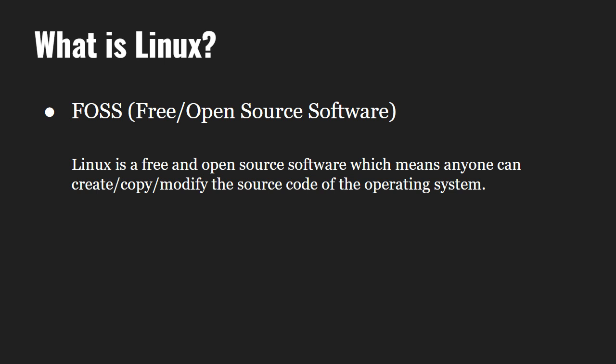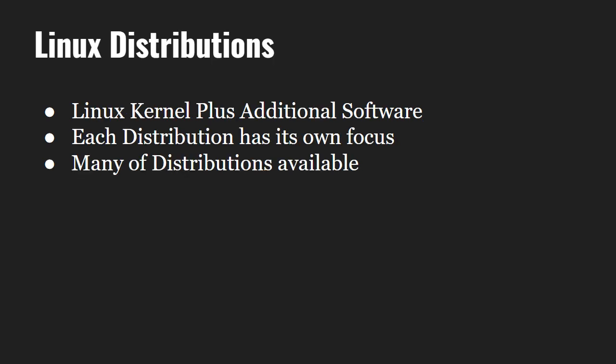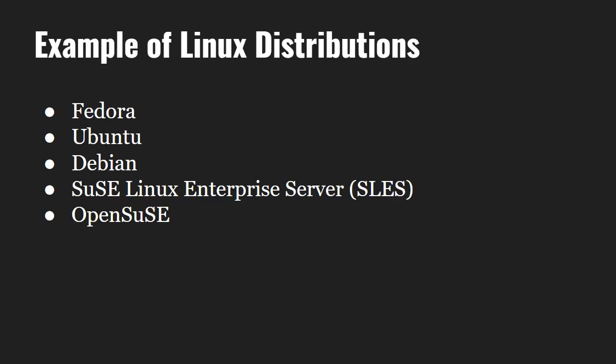Next, let us see about Linux distributions. A Linux distribution comprises of the Linux kernel plus some additional softwares. Each distribution has its own goals and focus. Let us see some of the examples of the Linux distributions. Fedora, Ubuntu, Debian, SUSE Linux Enterprise Server, OpenSUSE, these are some popular Linux distributions. There are many more distributions available and these are the most popular ones.